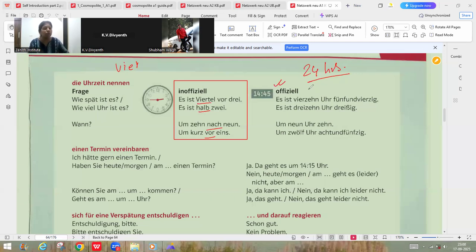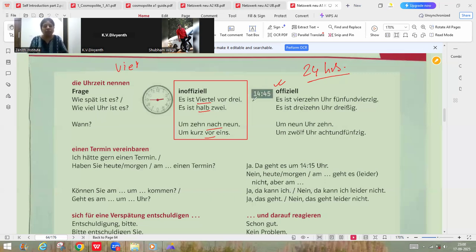When do we use official time? When you are talking about the flight timing, any kind of announcement, or any official meeting timings. At that time, to avoid any kind of confusion of AM, PM, they use 24 hours. And it is the easiest way to tell the time also.